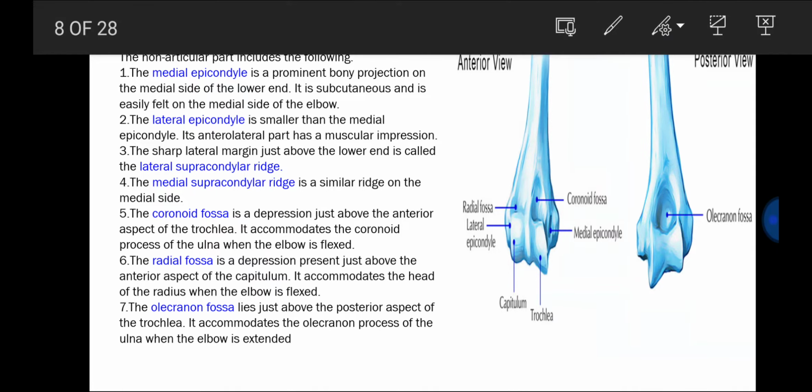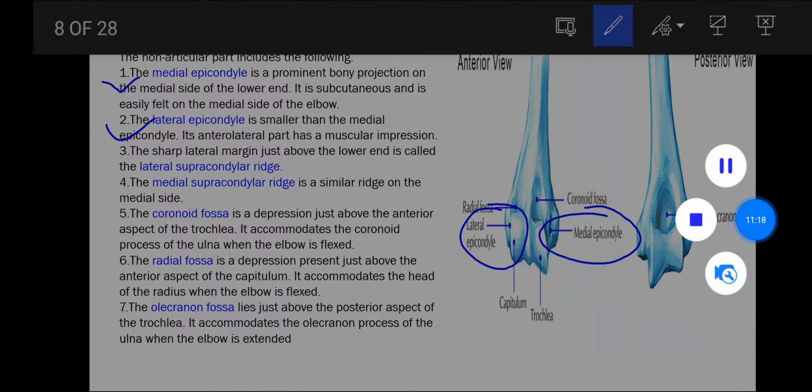Next are the non-articular parts. First is the medial epicondyle. The medial epicondyle is here. It is a prominent bony projection on the medial side of the lower end. It is subcutaneous and is easily felt on the medial side of the elbow. Then is the lateral epicondyle. The lateral epicondyle is here.